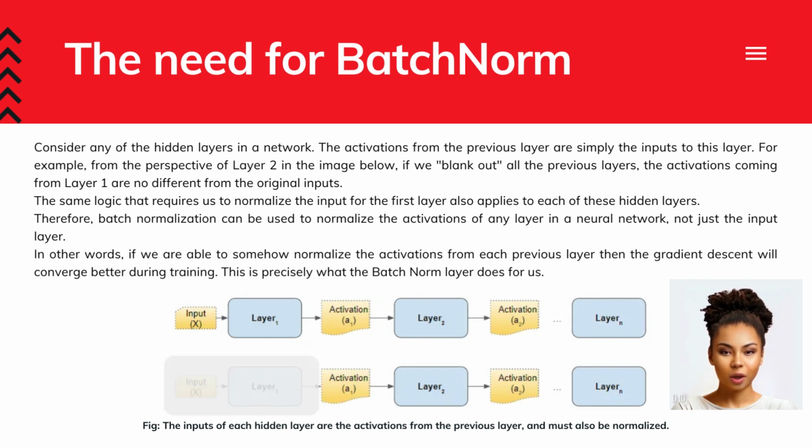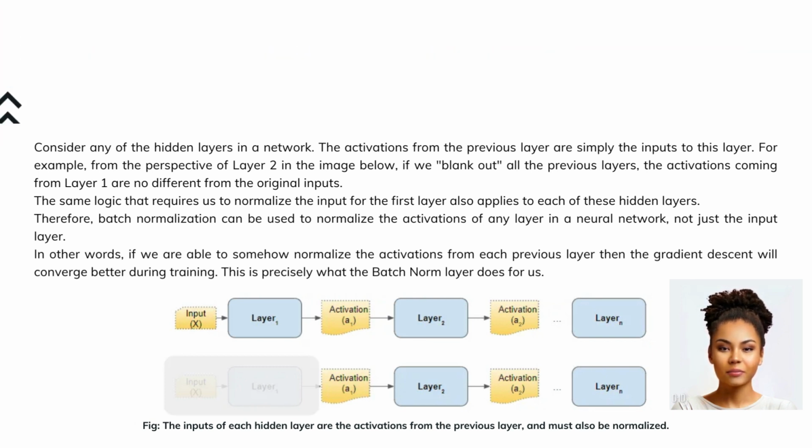This insight paves the way for the utilization of batch normalization across any layer within a neural network, not just the input layer. In essence, by normalizing the activations stemming from each preceding layer, we facilitate more effective gradient descent during training. This is the precise role accomplished by the batch norm layer.